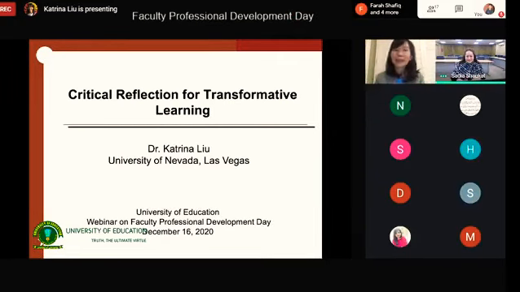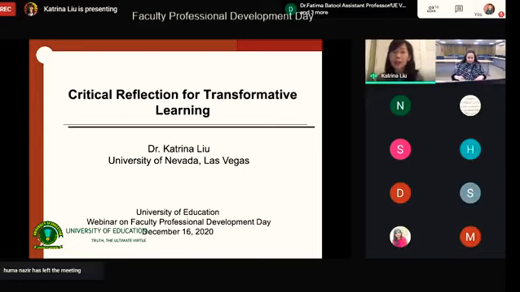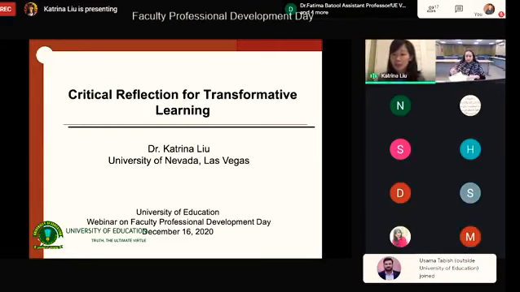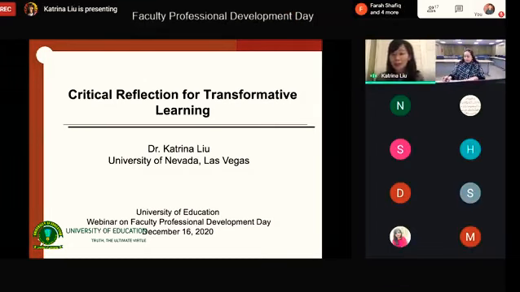That's perfect. Okay, perfect. So as Dr. Shawkat has introduced, the topic today is critical reflection for transformative learning. What I'm going to do is give you a very quick overview of the theory of transformative learning, and then talk about how this framework can help faculty professional development through research and teaching. I will give you a couple of examples based on my research and practice as a teacher educator, and hopefully we can have some discussion about your experiences of supporting transformative learning, either through your research or your teaching.